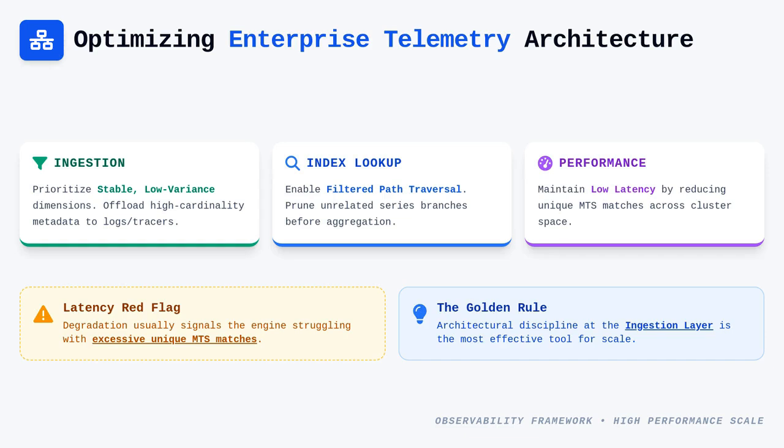Navigating dense enterprise telemetry requires an architectural approach that prioritizes efficient index lookups over raw metric retention. The system is designed to handle millions of unique time series, but performance remains contingent upon how clearly your metric identifiers allow for filtered path traversal. By keeping your dimension sets consistent and predictable, you allow the query engine to prune unrelated series branches before executing heavy aggregation functions like rollups or window transformations. When query latency begins to degrade, it is frequently a symptom of the engine struggling to resolve an excessive number of unique MTS matches across your cluster space.